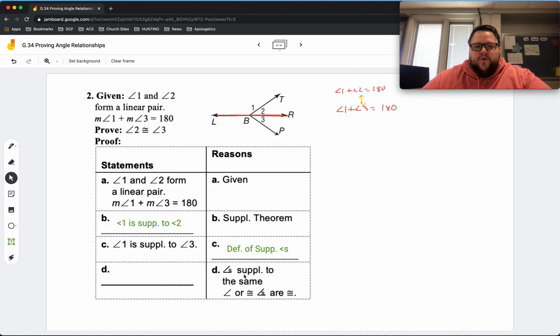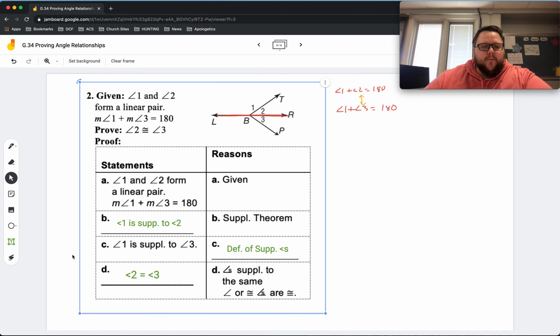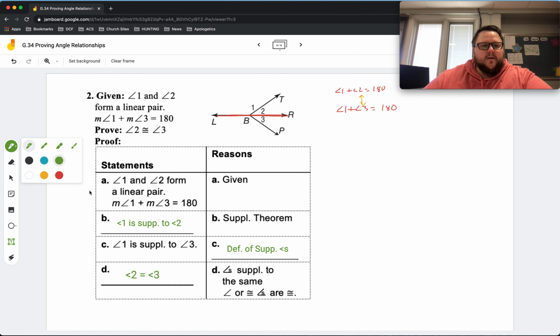Now, if you notice, they give us the reason: angles supplementary to the same angle or congruent angles are congruent. So essentially they're saying we've already proven what we wanted to prove. Angle 2 is congruent to angle 3, and I'm going to write my squiggly above the equal sign. And there you have it. We just proved what they wanted us to prove.